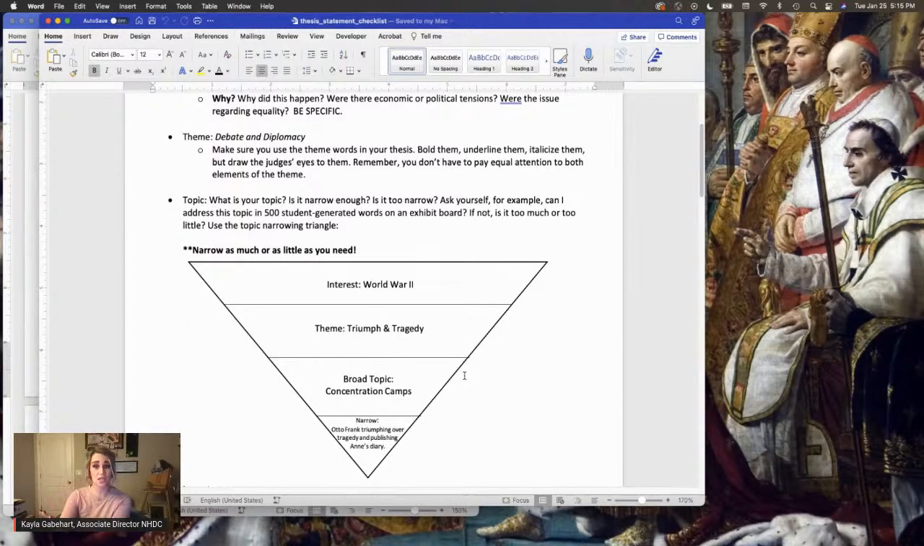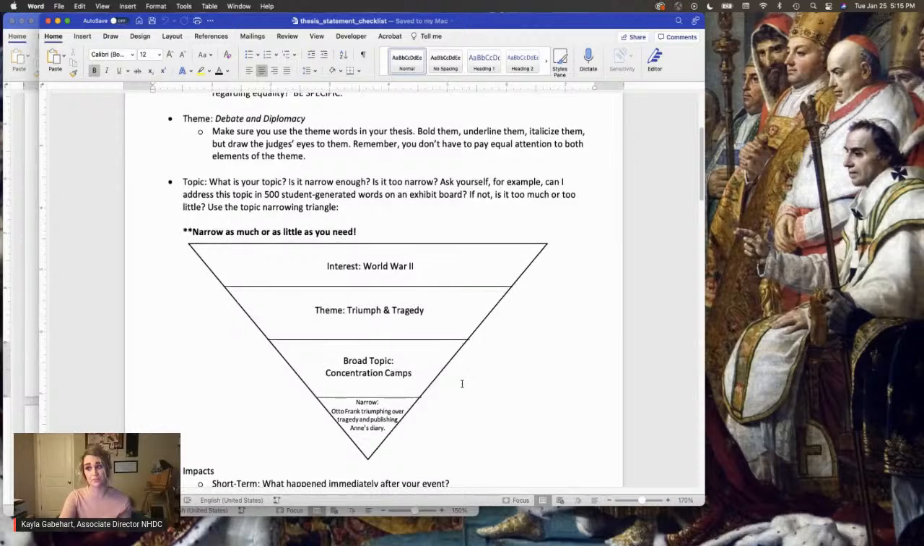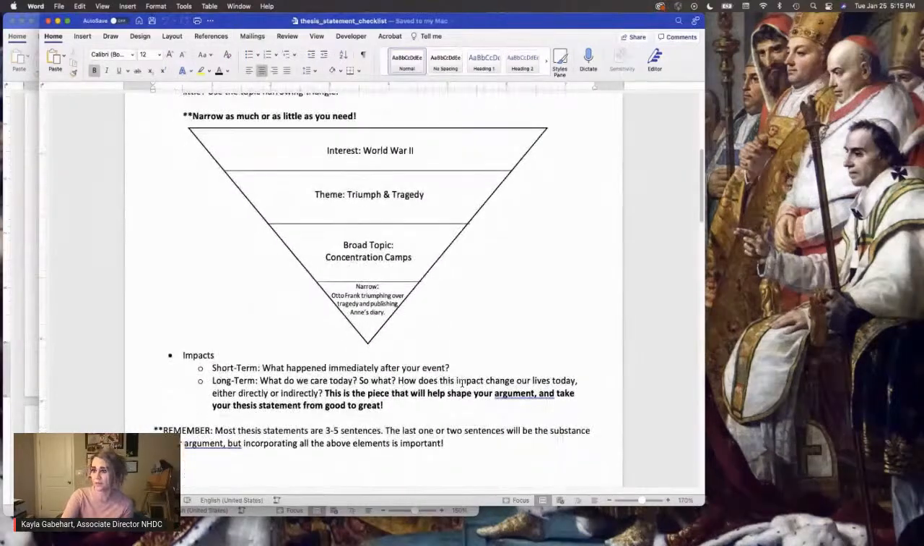All right, so let's take this and let's look at a real example that somebody's done. Oh, impacts, I forgot impacts, sorry about that. Short term, what happened immediately after your event? Long term, why do we care today? How does this impact change our lives today? This is the piece that will help shape your argument.